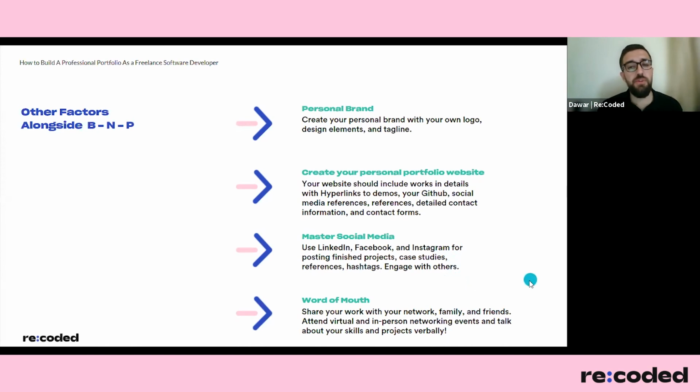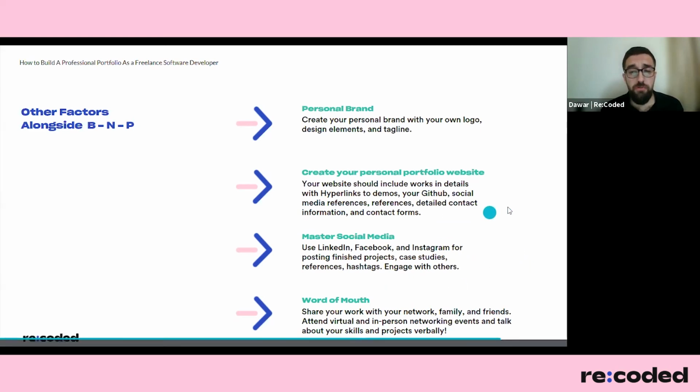And master social media. Use LinkedIn, Facebook, and Instagram. Whenever you finish a project, post about it. Talk about what problem you solved. Have a design and have a case study. A case study is a detailed explanation of the entire process. Put it there for people to look at and get to know you and your skills. And use the power of hashtags as well.